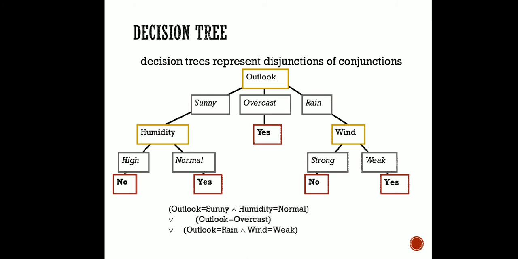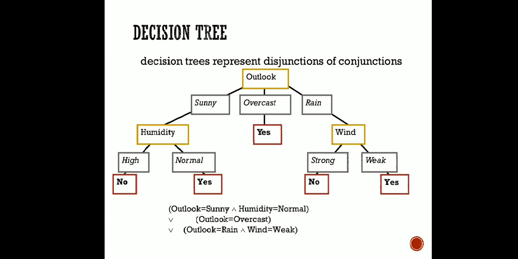If outlook is equal to sunny and humidity is equal to normal, then it is yes. See the first line: outlook equals sunny and humidity equals normal. Next is overcast: if outlook is equal to overcast, then it is yes. Then if outlook equals rain and wind is equal to weak, then it is yes. So we are writing this in the form of disjunctions of conjunctions. The AND is inside the brackets, and they have been merged using OR, that's why it is a disjunction of conjunctions.